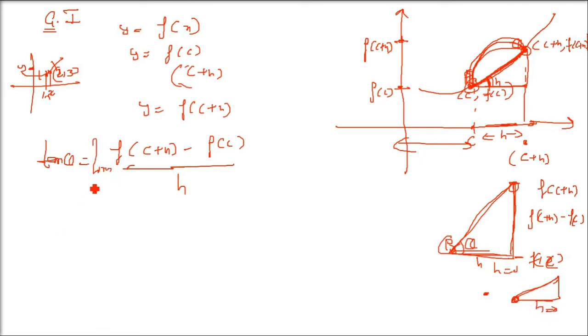So you have to not put h as 0, but limit h tends to 0. H has to be very, very small. So limit h tends to 0. We cannot put h as 0, but this p and q distance is very, very small. So this is a slope.